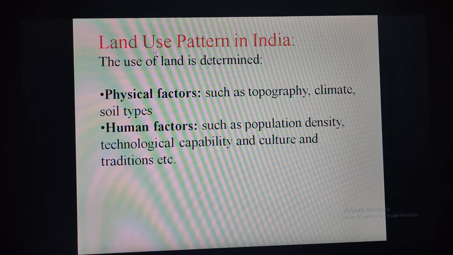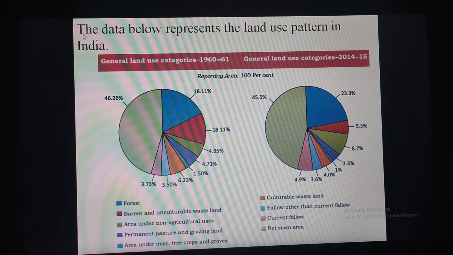So let us see the land use pattern in India. The use of land is determined by some factors. Let us see physical factors such as topography, climate and soil type, whereas human factors such as population density, technological capacity and culture and tradition, etc. Let us move forward. Here in this pie chart there is a comparison. The data below represents the land use pattern in India.